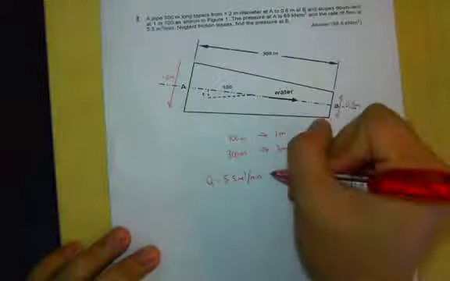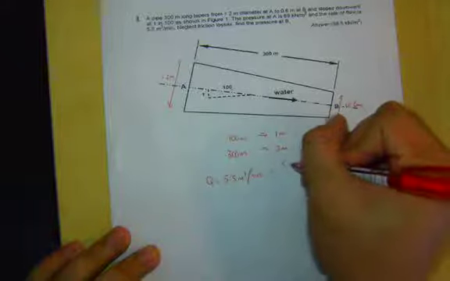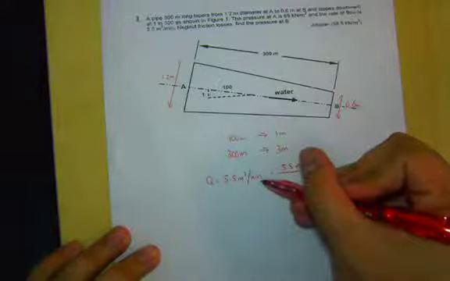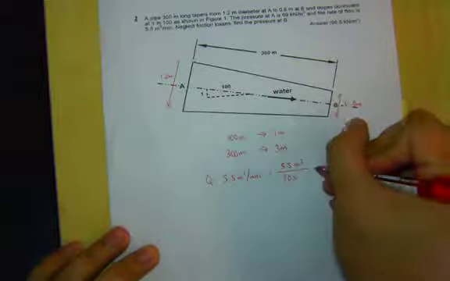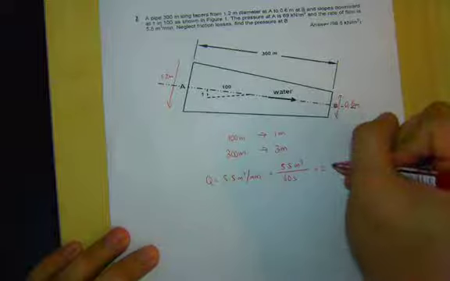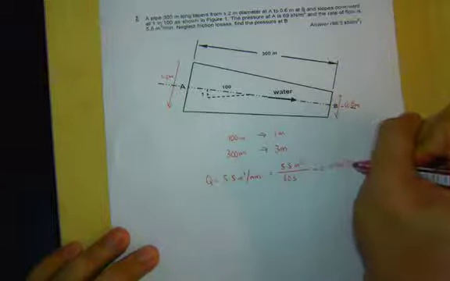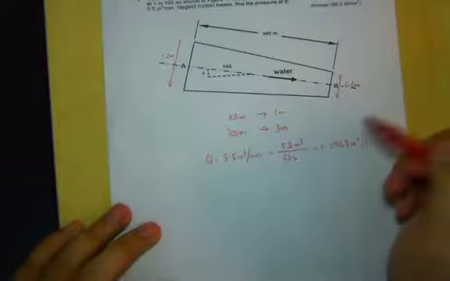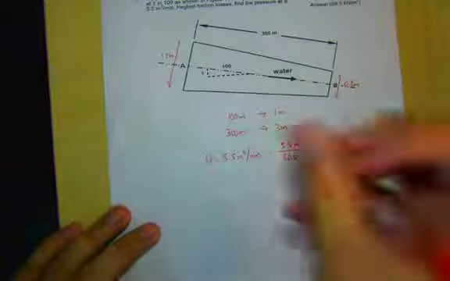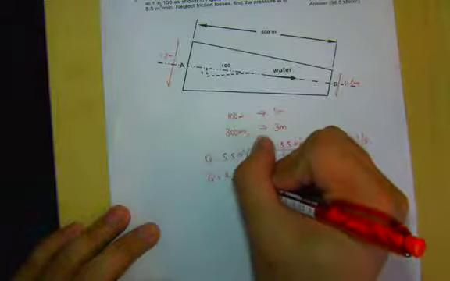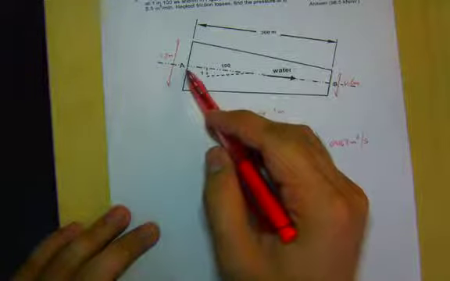So today we are given that the flow rate Q is 5.5 meter cube per minute. We change this into meter cube per second. So this is 5.5 meter cube over, previously it was 1 minute, right? 1 minute was 60 seconds. So 5.5 divided by 60 will give you 0.09167 meter cube per second. So the flow rate here is this.